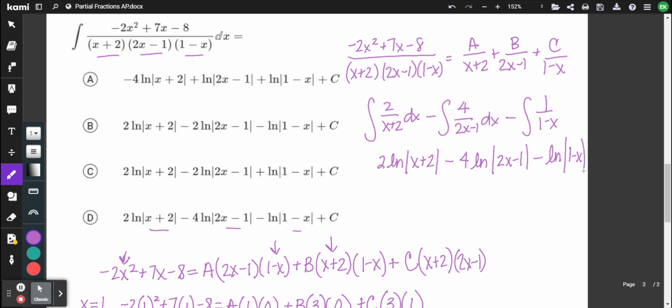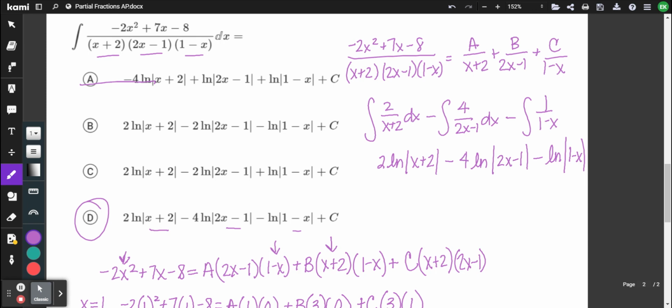Okay, now I just have to match this up with the correct one. So A is out, and then that takes me to D. So D is the correct answer here. And then I always check my last ones just to make sure. And of course, I didn't write the plus C, I know, but we know it's there because it's in all the answer choices.